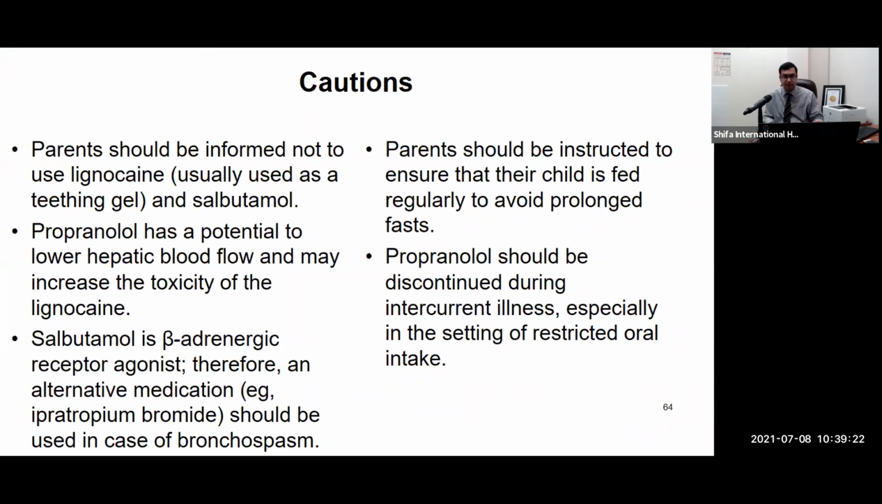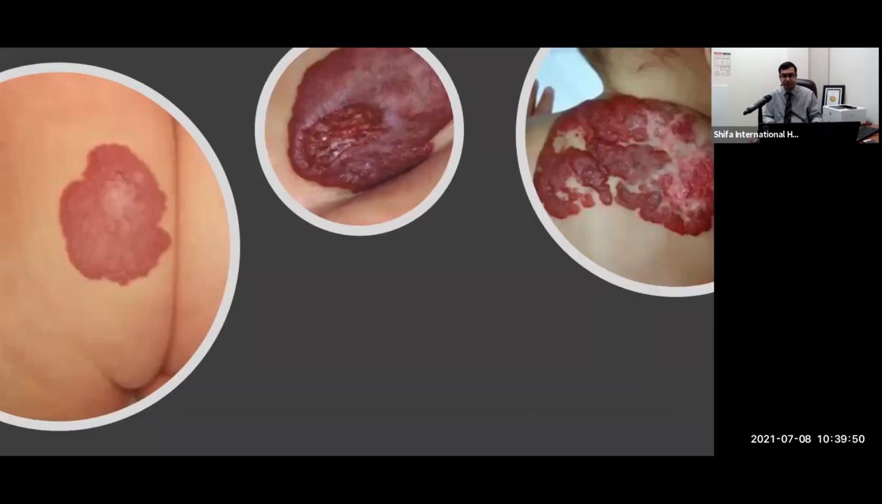Then the other thing is salbutamol, because there is an alternative medication, ipratropium, you can use in case of bronchospasm if need be. And yes, because it can cause hypoglycemia, and kids are very young, so they won't be able to tell us. So strict feeding regimen. Feed regularly to avoid prolonged fasting. And propranolol should be discontinued during intercurrent illnesses, especially in the setting of restricted oral intake.